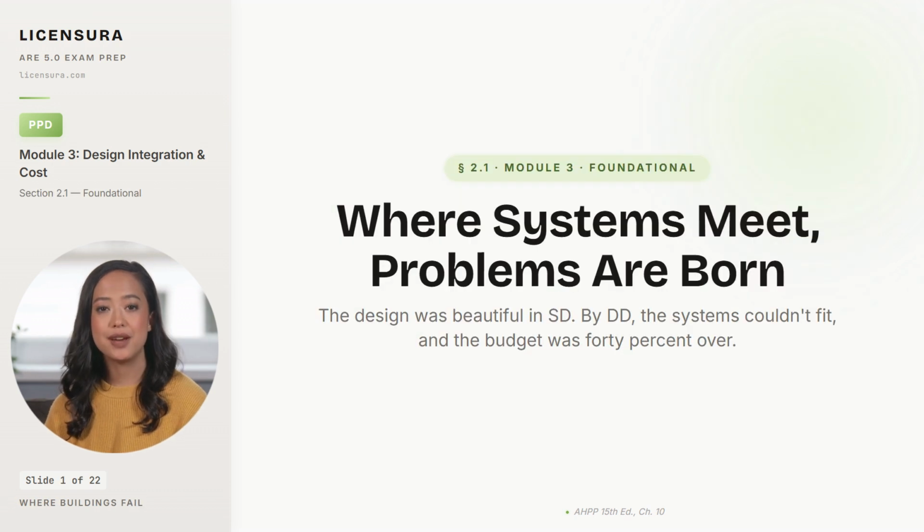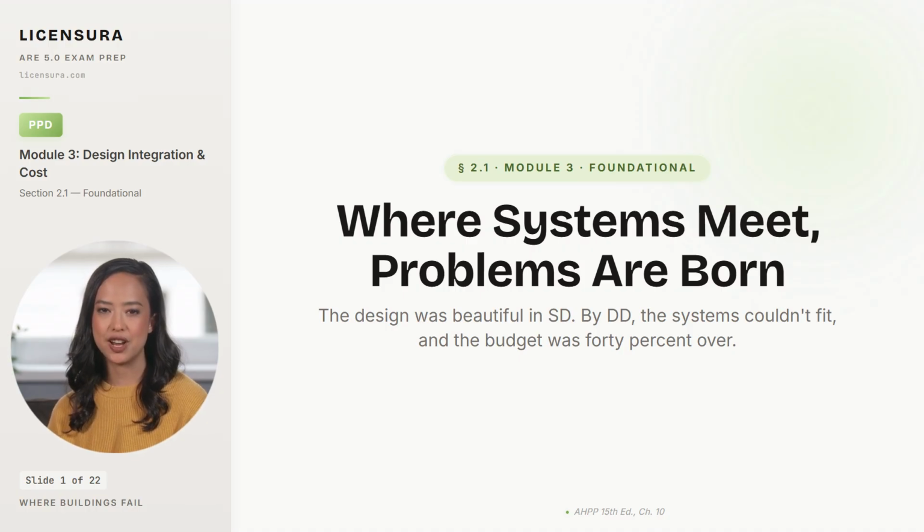Every architect can name a project where the schematic design looked perfect on paper, and the design development phase quietly buried it. The mechanical engineer needed 16 inches of plenum. The structural engineer needed 18 inches of beam. The architect promised 24 inches of total ceiling cavity. The math did not work, and nobody owned the seam between the disciplines.